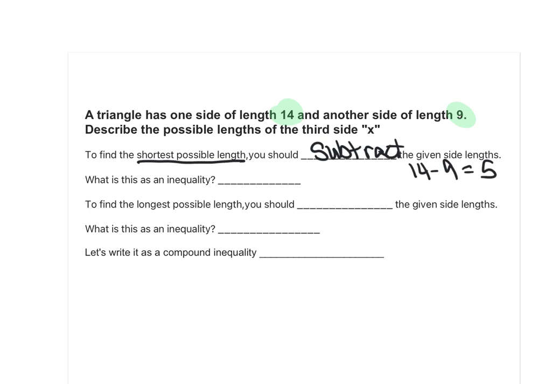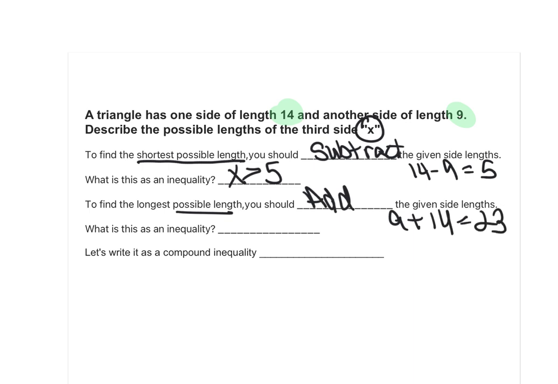So we're going to call our missing side x. So we know that x has to be greater than 5. Okay. However, what's the longest it can be? To find the longest possible length, you should add the two together. Okay. And so when we add 9 plus 14, we get 23, which means that's the maximum length. So that means that x should be less than that number.